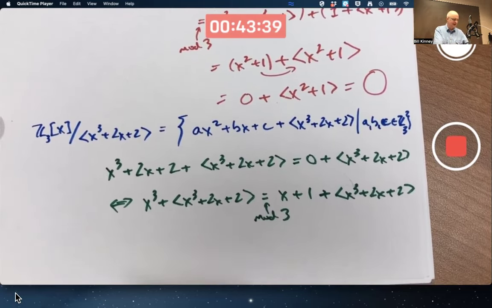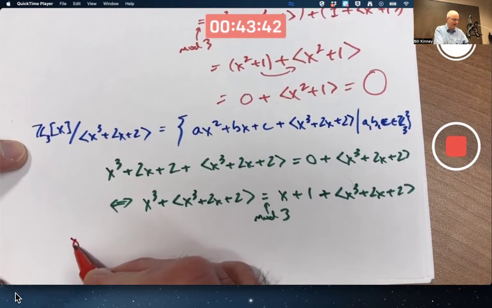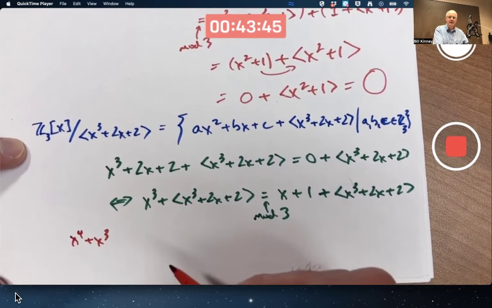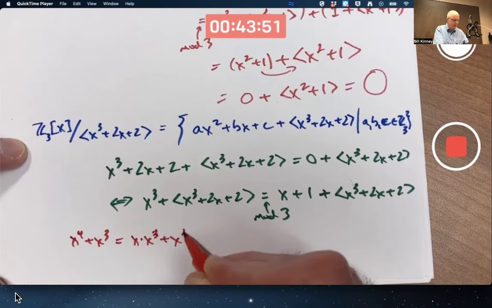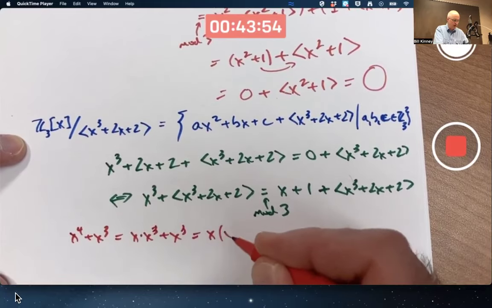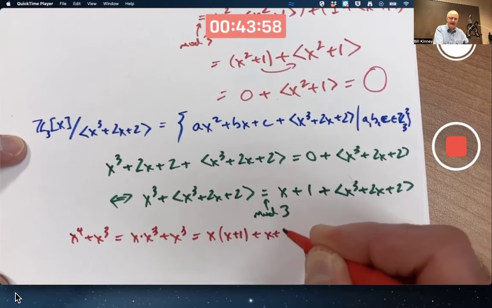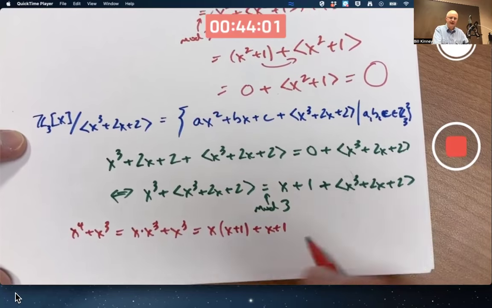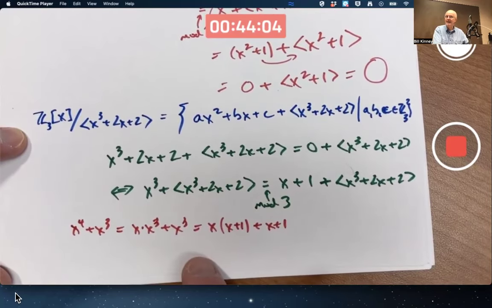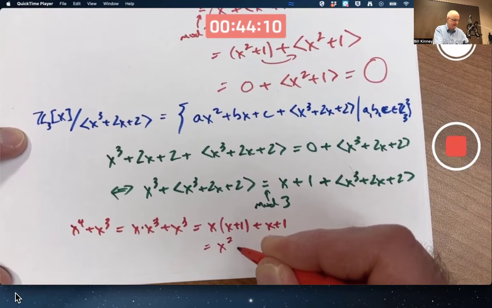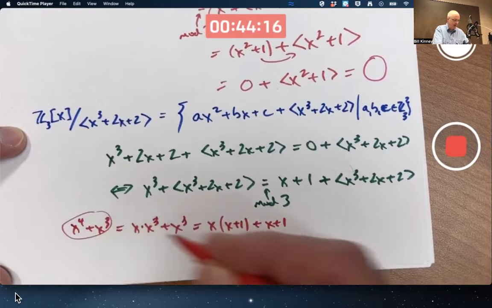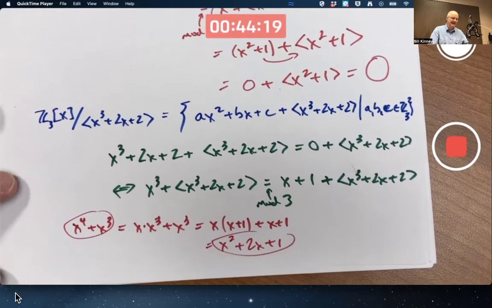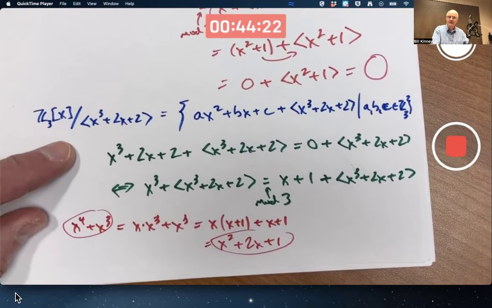For example, if you had x to the 4th plus x cubed, you could write that as x times x cubed plus x cubed. You could replace each x cubed with x plus 1 in this factor ring, which is a field. So this simplifies to x squared plus x, plus x plus 1, which is x squared plus 2x plus 1. You could replace x to the 4th plus x cubed with that in this factor ring, which is a field.